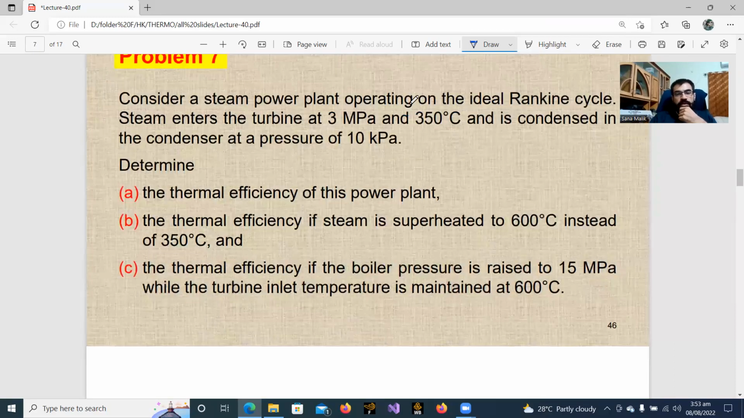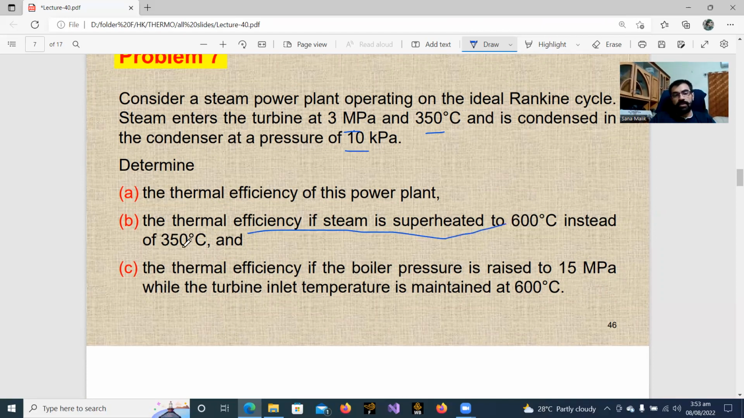Consider a steam power plant operating on the ideal Rankine cycle. Steam enters the turbine at 3 megapascal and is condensed at 10 kilopascal. So the steam turbine inlet temperature, pressure, and condenser pressure are given. Find the thermal efficiency. Then, if the steam is superheated and the temperature remains the same, and the thermal efficiency if the boiler pressure is raised from 3 megapascals to 15 megapascal.